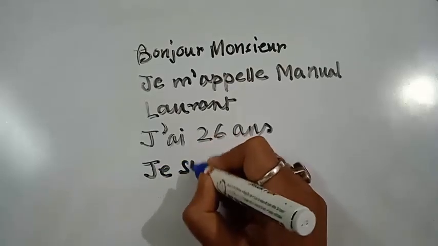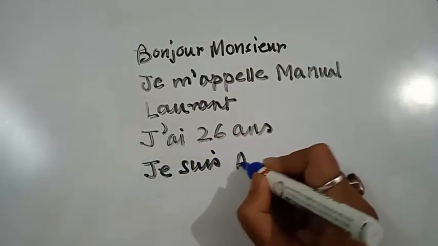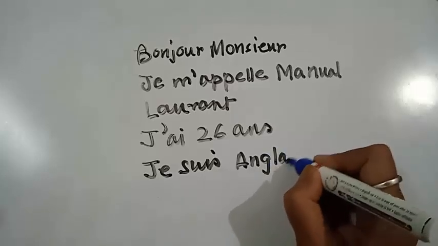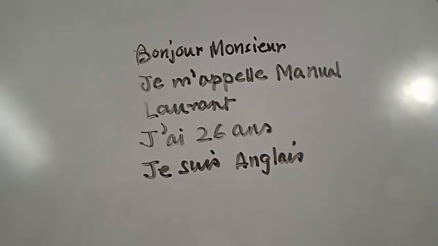Then he is telling about his nationality. Je suis anglais. Je suis anglais. Okay. Bonjour monsieur, je m'appelle Manuel Laurent, j'ai 26 ans. Je suis anglais. Up to this, the English meaning is: good morning sir, hello sir, my name is Manuel Laurent, I am 26 years old and I am English. Anglais means English. The man belongs to Great Britain or England.